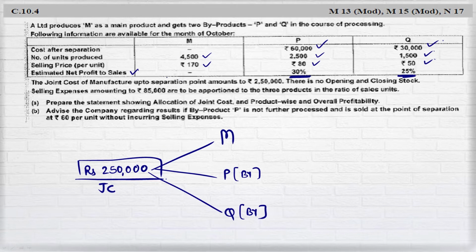Selling overhead 85,000 in the ratio of 45 is to 25 is to 15. It is 45,000, 25,000 and 15,000. These are the selling expenditures. What is the total joint cost? 2,50,000. Please try to concentrate. I am doing M, P and Q, but you understand it individually.